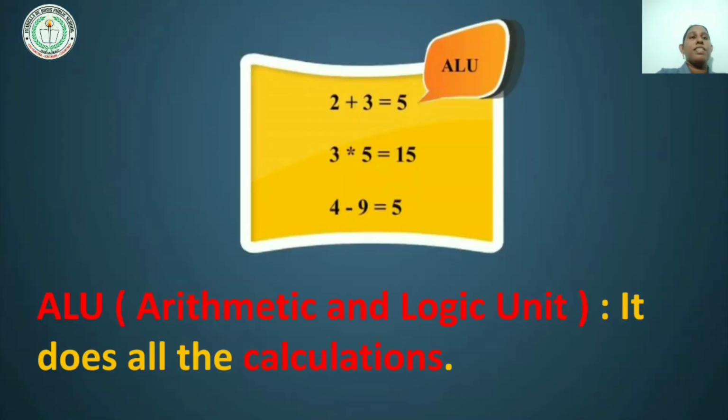CPU has three parts. First one, ALU. ALU stands for Arithmetic and Logic Unit. It does all the calculations. What does the ALU do? ALU എന്താ ചെയ്യുന്നത്? എല്ലാ കാൽക്കുലേഷൻസും ചെയ്യുന്നത് ആരാണ്? ALU. ALU is one of the units inside the CPU. It will do all the calculations.